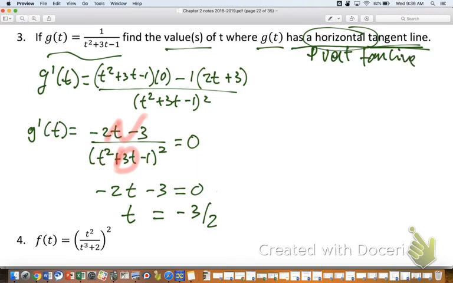You set the denominator equal to 0. Remember, here's the reasoning with that. You guys are exactly right. A vertical line has what kind of slope? Undefined. How do you make a fraction undefined? Make the denominator 0. That's exactly right.